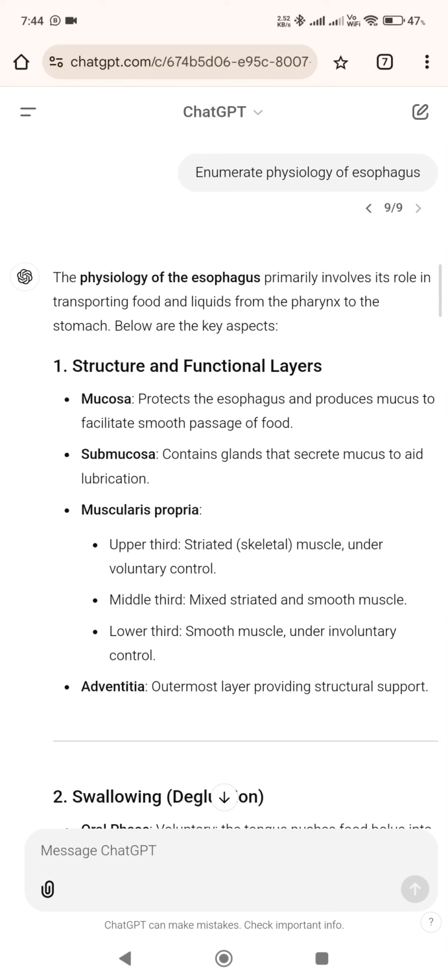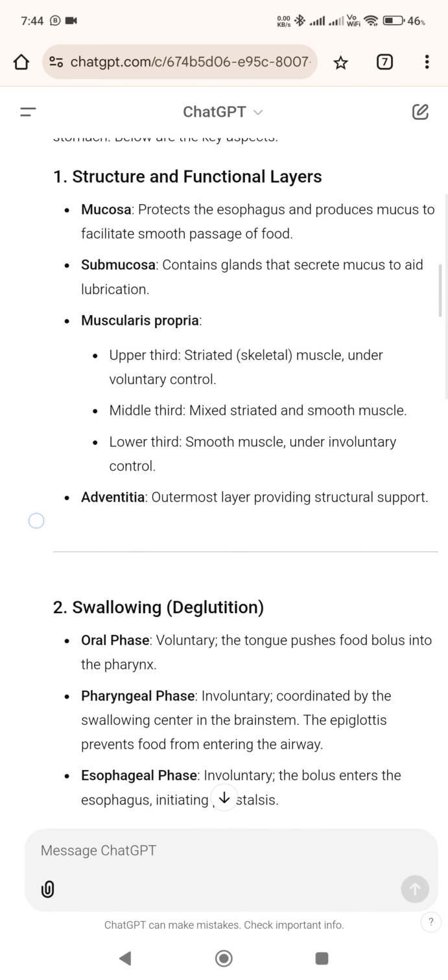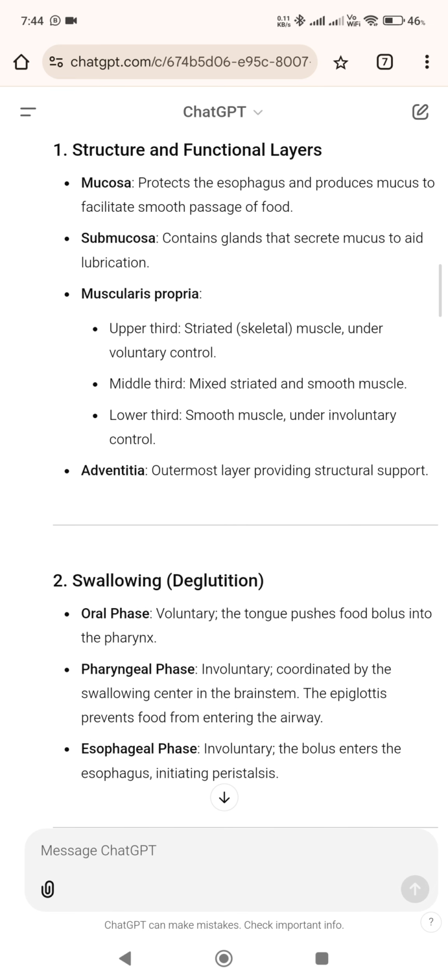The physiology of the esophagus primarily involves its role in transporting food and liquids from the pharynx to the stomach. Below are the key aspects. 1. Structure and functional layers. Mucosa protects the esophagus and produces mucus to facilitate smooth passage of food. Submucosa contains glands that secrete mucus to aid lubrication.